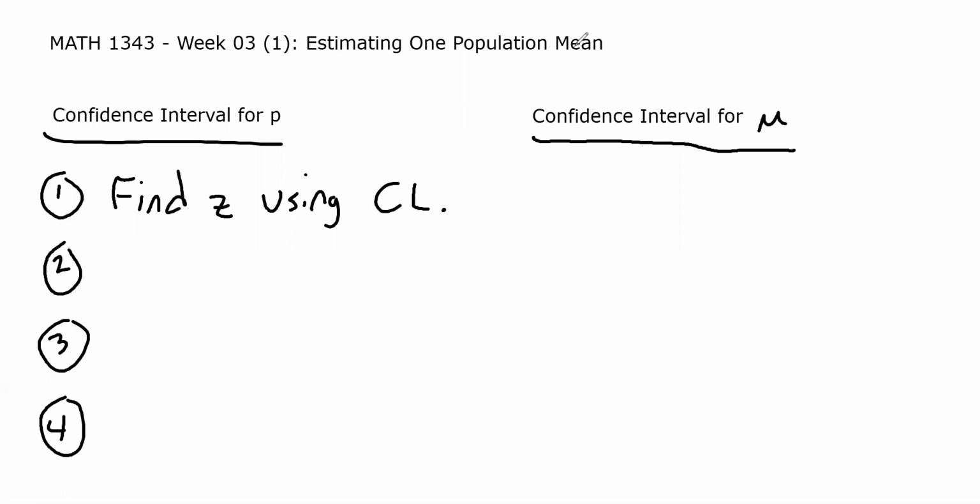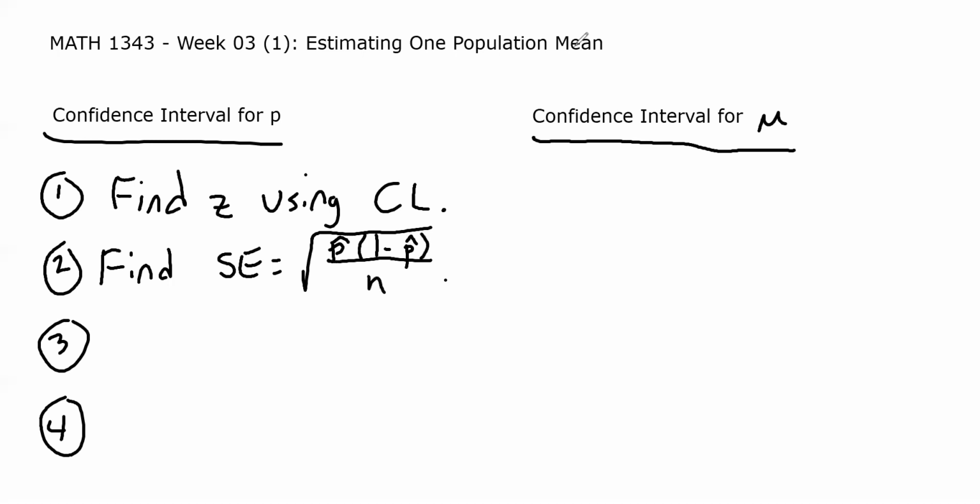The second step for finding a confidence interval for P was to find the standard error. The formula for the standard error was the square root of a fraction. The top was P hat, the proportion of a sample that had a characteristic, times 1 minus P hat. That was all over n.